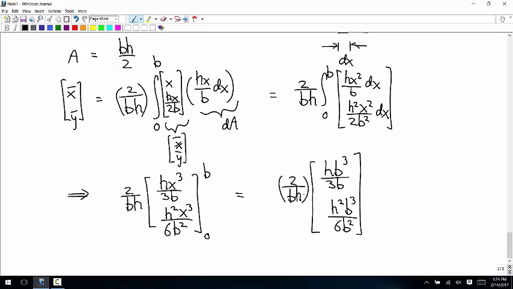And you can simplify that. So let's see. We end up with 2b squared, and that one more b goes away, so we have 2b over 3 for that one. And for the y component, we have h over 3.